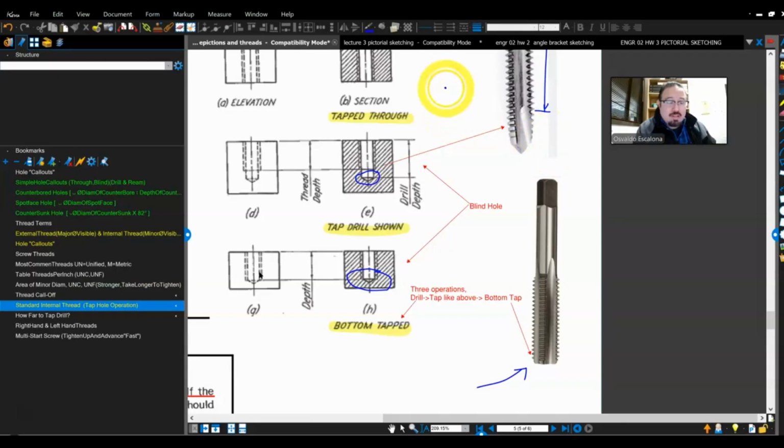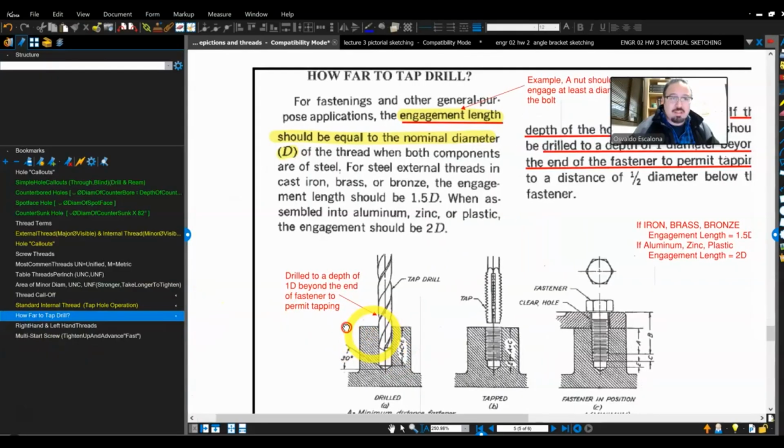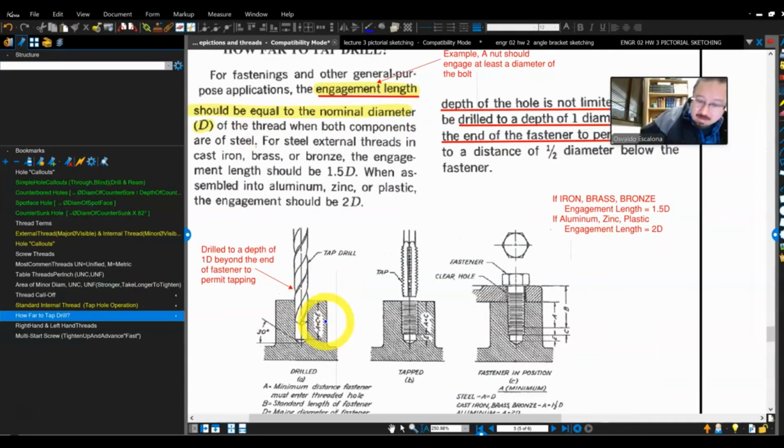So the drill was the first operation, the regular tap will be the second operation, and the bottom tap will be the third operation. And the more operations you do, the more money it is. So be aware of this, how much your design is going to cost. And then you ask yourself, okay, I want to tap because I want to put a bolt. And I want to put the bolt because I want the part on the top and the part on the bottom to unite, become one, and I can disassemble it later if I need to.